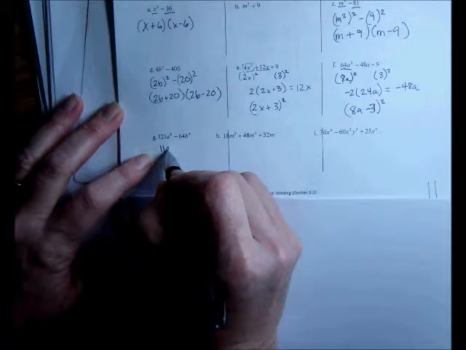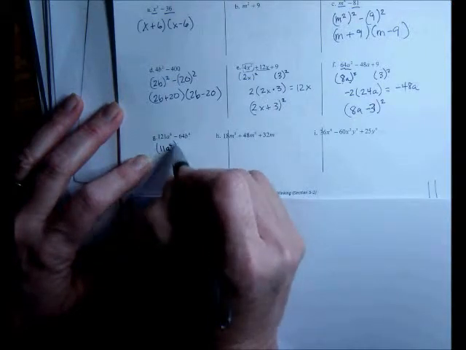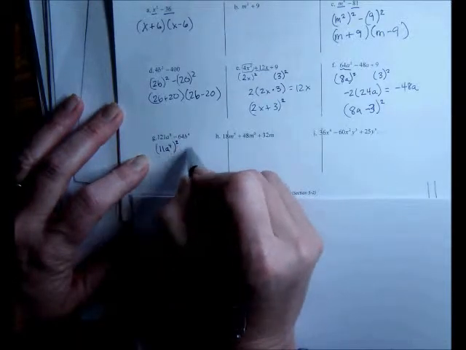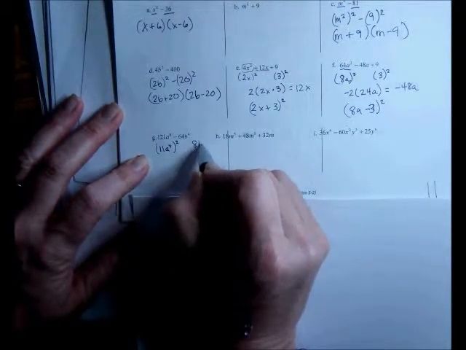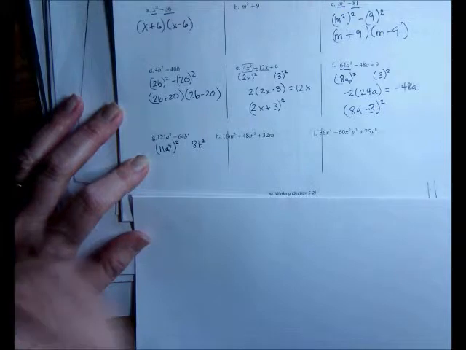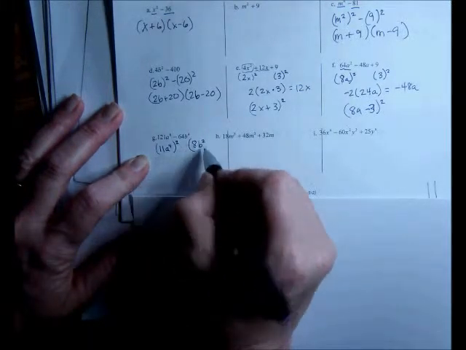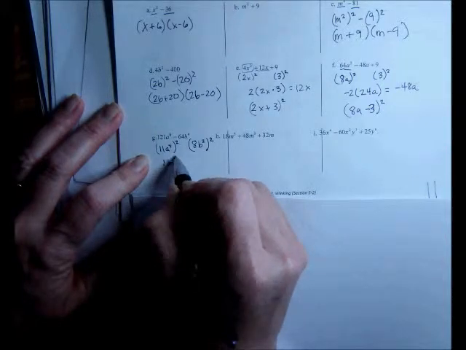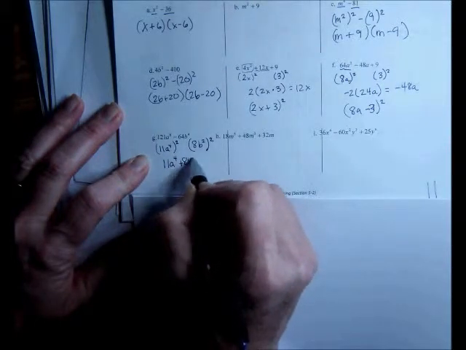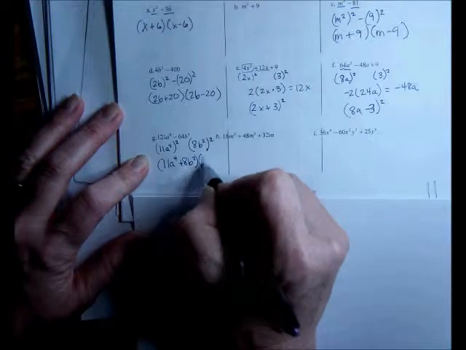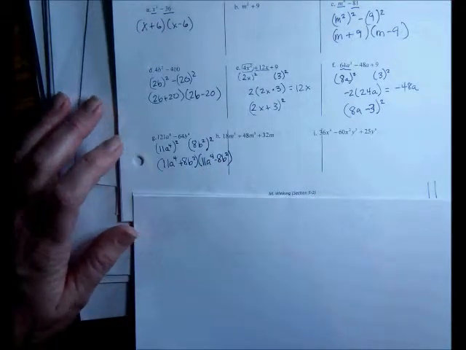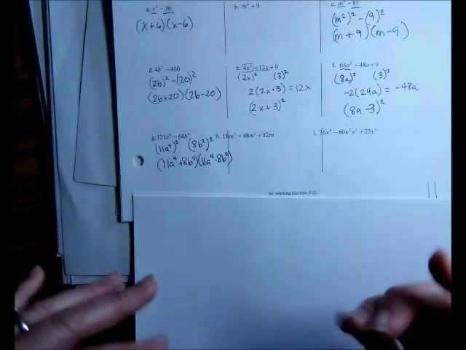So here I can say that this is 11a to the 4th squared. And my b term here is 8b squared. So it's the difference of perfect squares. So I have 11a to the 4th plus 8b squared times 11a to the 4th minus 8b squared. So that is what you would be doing for each of these.